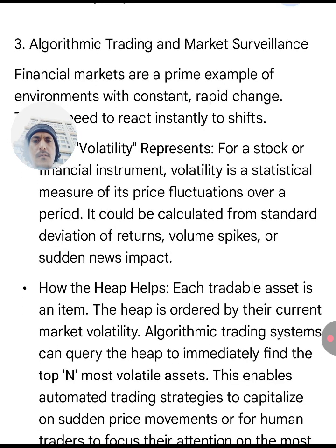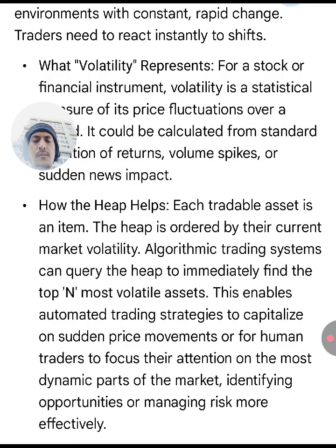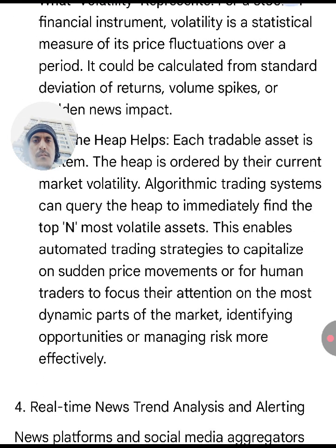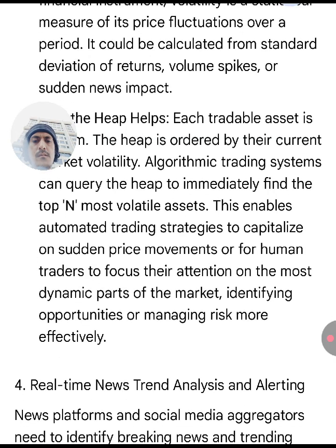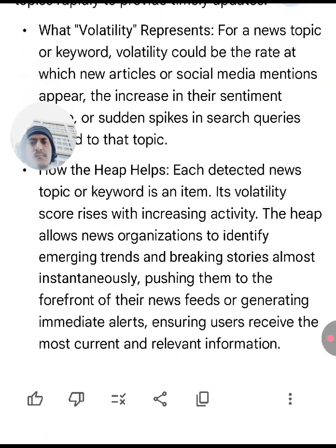How the heap helps: each tradable asset is an item. The heap is ordered by their current market volatility. Algorithmic trading systems can query the heap to immediately find the top-N most volatile assets. This enables automated trading strategies to capitalize on sudden price movements, or for human traders to focus their attention on the most dynamic parts of the market, identifying opportunities or managing risk more effectively.